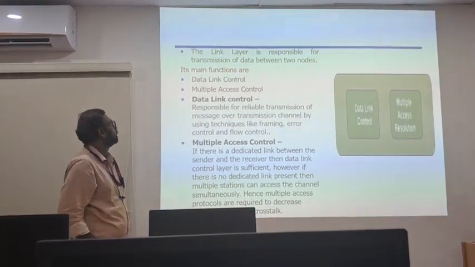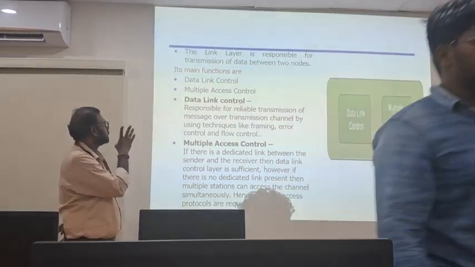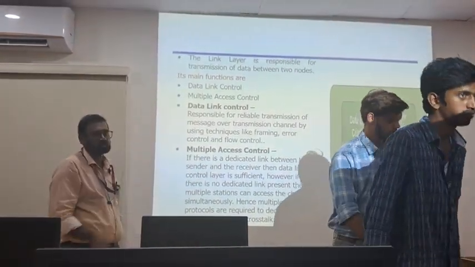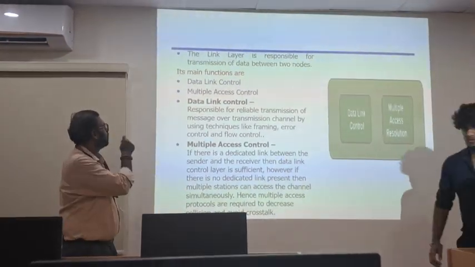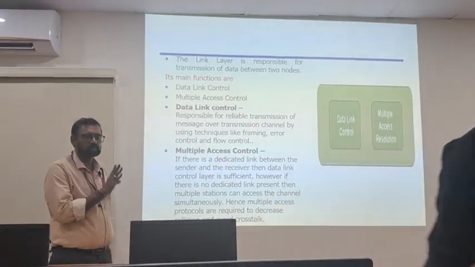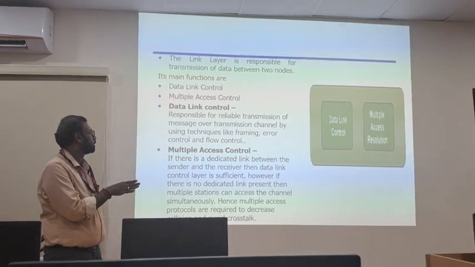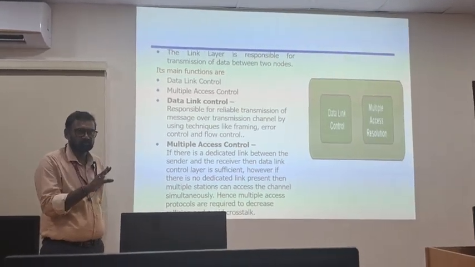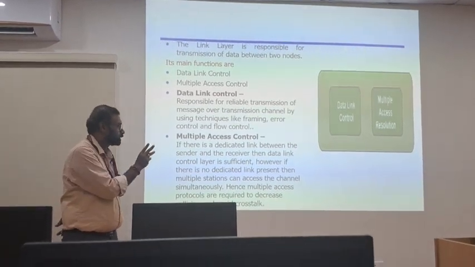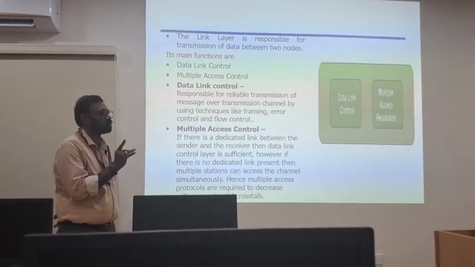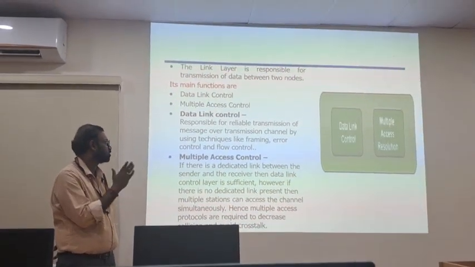Mainly there are 2 important functions it is responsible for: data link control as well as media access control. So what is data link control? It is responsible for reliable transmission of data over the transmission media with some techniques, data link techniques, that you are all familiar with: framing, error control, and flow control. We can discuss in the next slide what framing, error control, and flow control are.